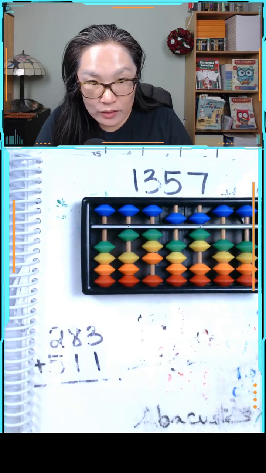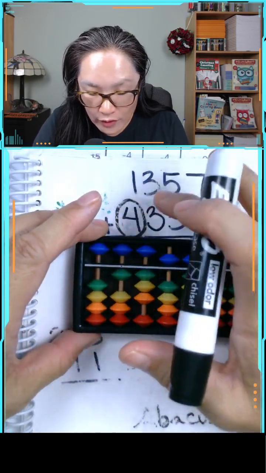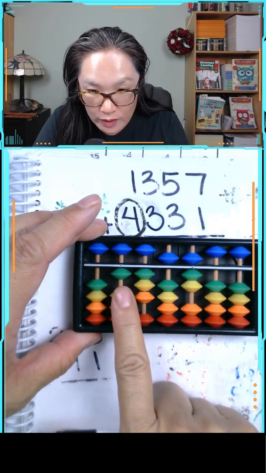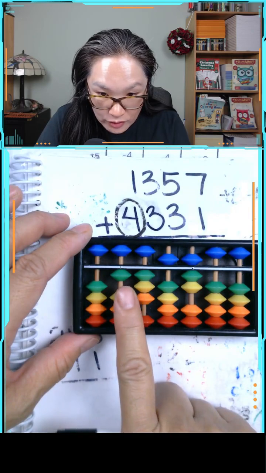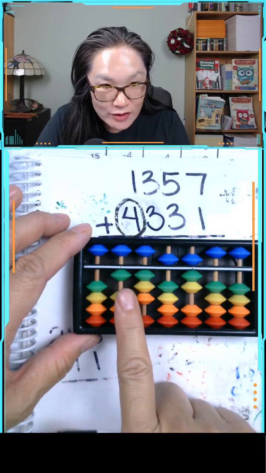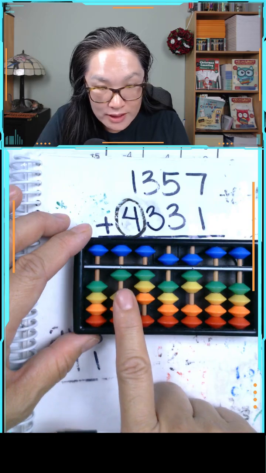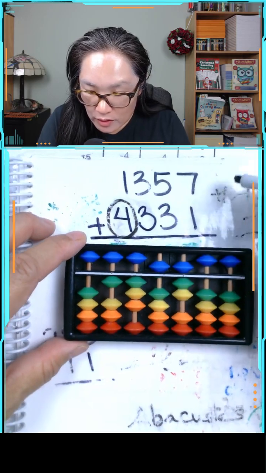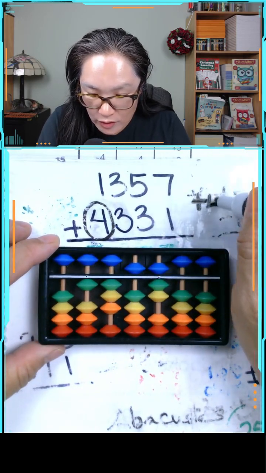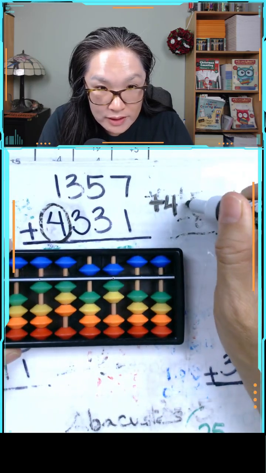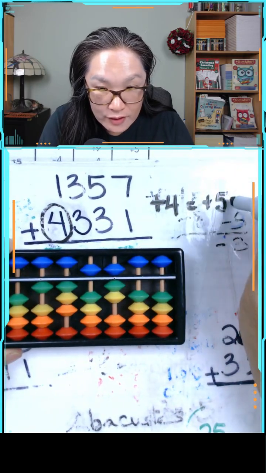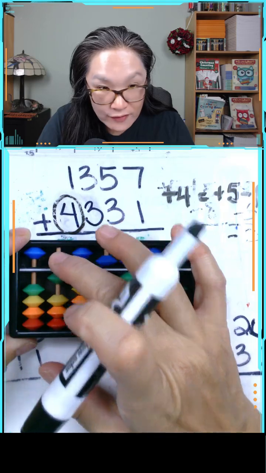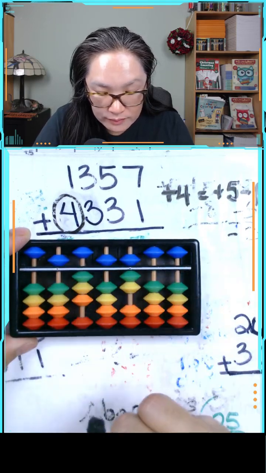So we want to add what? We're going to add 4, 3, 3, 1. We want to add the 4 here. To add the 4, what do we do? There's no more room to add the 4. So plus the 4 is equal to plus the 5 minus 1. So we do plus the 5 minus the 1.